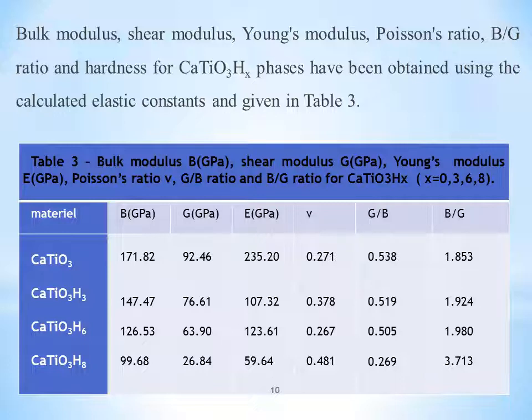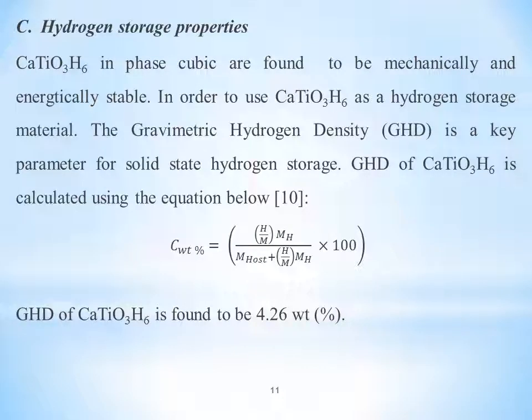For hydrogen storage applications, ductile materials are preferable because they do not need any special requirement. CaTiO3H6 is a preferable material for hydrogen storage application. The gravimetric hydrogen density is a key parameter for solid state hydrogen storage. For CaTiO3H6, it is calculated using the equation below. The gravimetric density of CaTiO3H6 is found to be 4.26%.